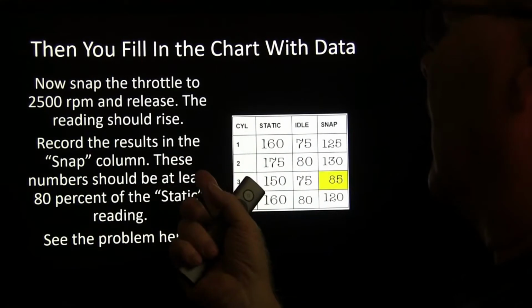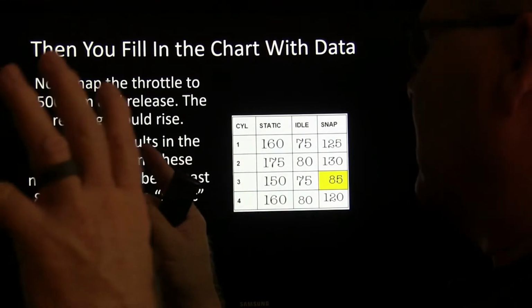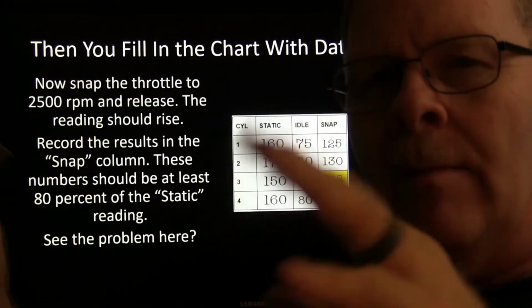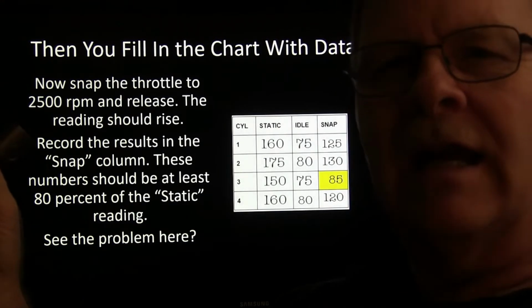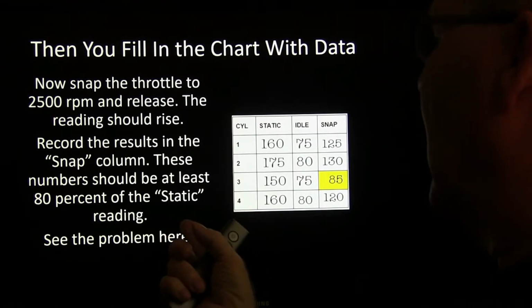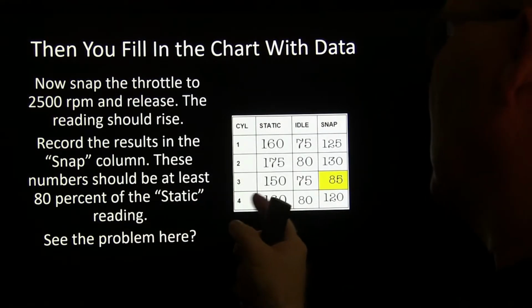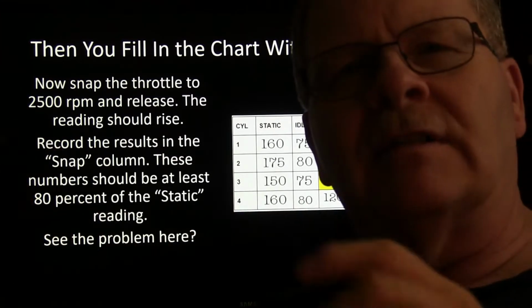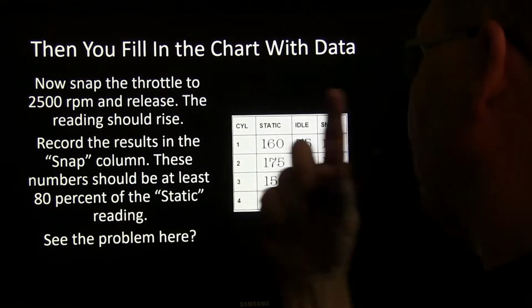Alright, snap the throttle to 2500 and release it. Now you're doing this one cylinder at a time. All the other cylinders have got to be operating normally, and the one that you're checking is going to give you these numbers. Record the results in the snap column. These numbers should be at least 80% of the static reading when you snap it. Now you may have to snap it several times to get a good, solid reading like you're looking for.